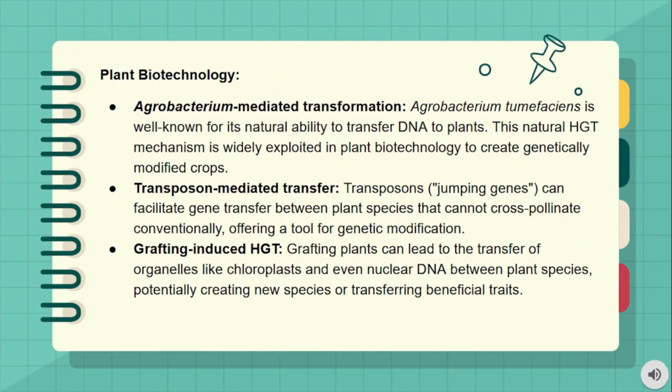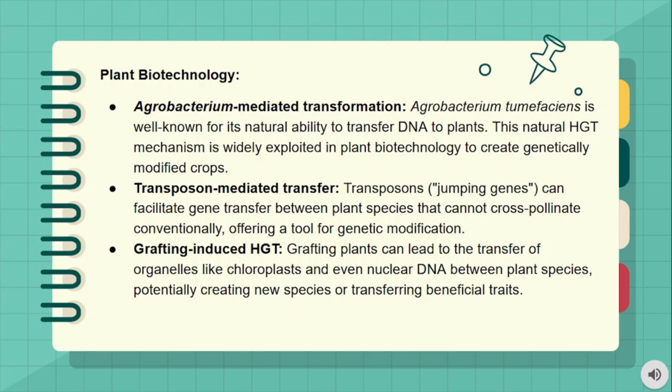Plant biotechnology. Agrobacterium-mediated transformation. Agrobacterium tumefaciens is well known for its natural ability to transfer DNA to plants. This natural HGT mechanism is widely exploited in plant biotechnology to create genetically modified crops.